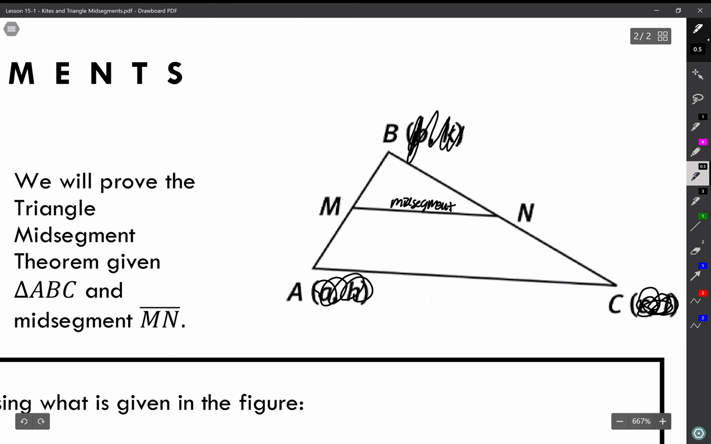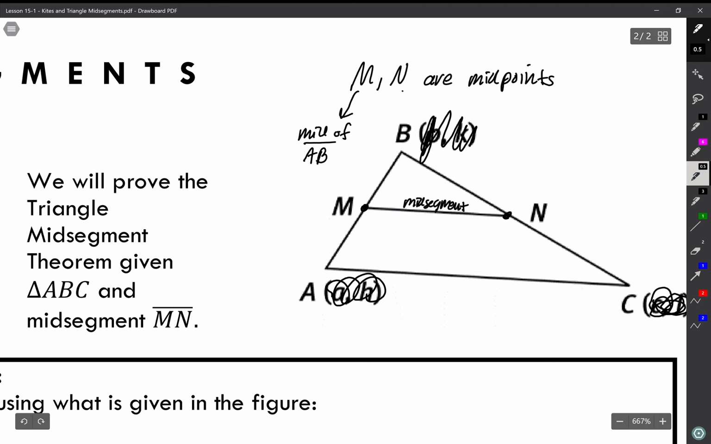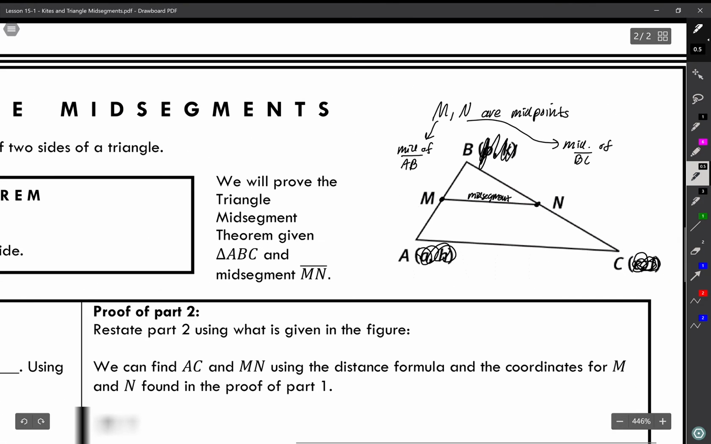Since it's a midsegment, we know that we draw midsegments from the midpoints of two sides. So we could say M and N are midpoints. M is a midpoint of AB. N is the midpoint of BC. That's important to know because you'll be using that to solve some questions.